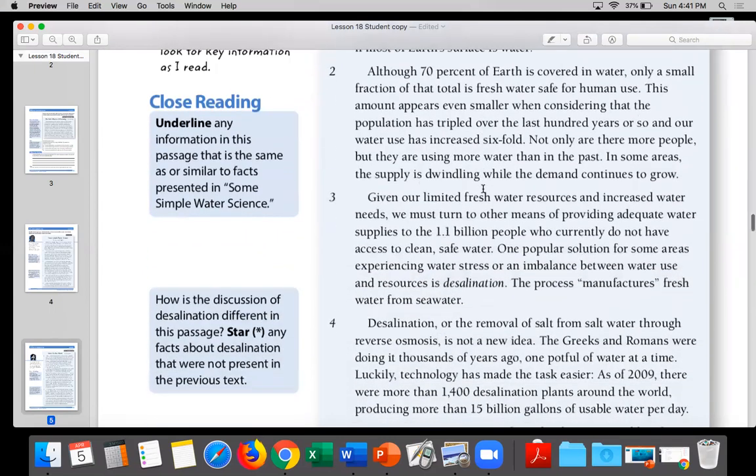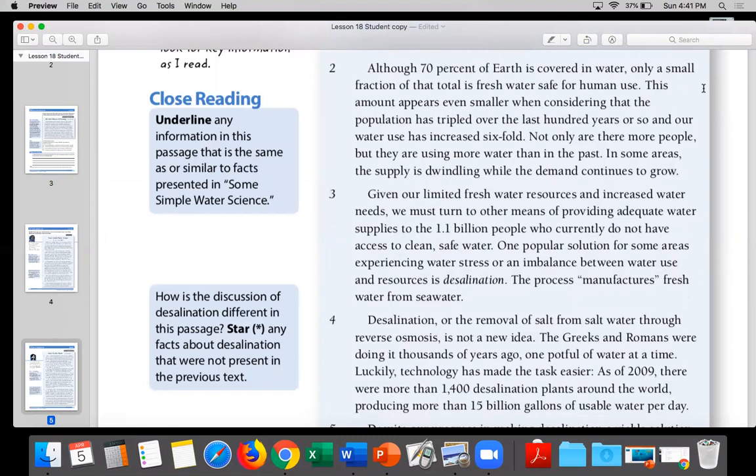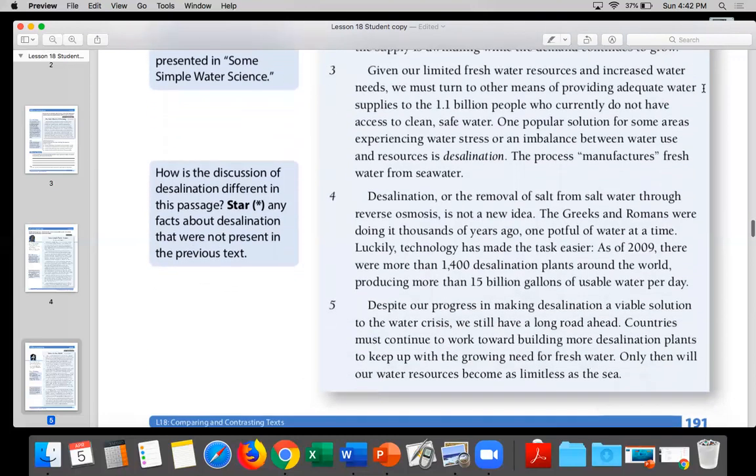Although 70% of Earth is covered in water, only a small fraction of that total is fresh water safe for human use. This amount appears even smaller when considering that the population has tripled over the last 100 years or so, and our water use has increased sixfold. Not only are there more people, but they are using more water than in the past. In some areas, the supply is dwindling while the demand continues to grow. Given our limited freshwater resources and increased water needs, we must turn to other means of providing adequate water supplies to the 1.1 billion people who currently do not have access to clean, safe water.